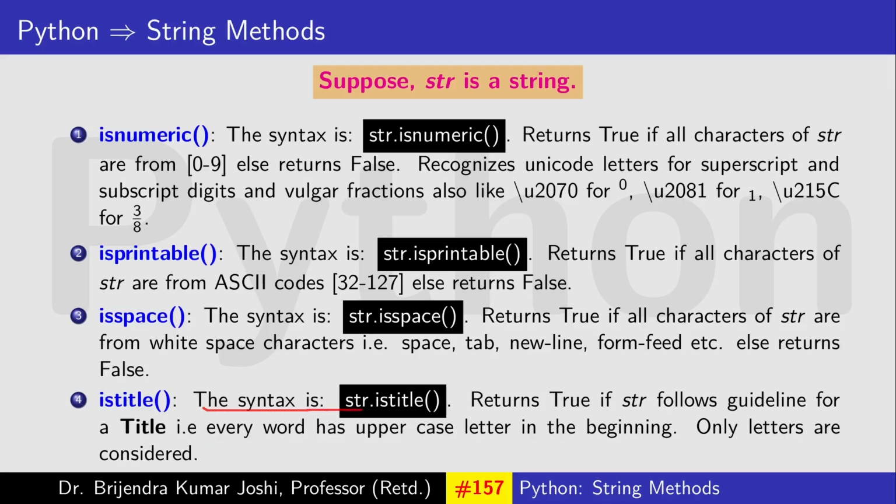Istitle, its syntax is str.istitle, no parameters required. It returns true if str follows the guideline for a title, that is every word has an uppercase letter in the beginning. So the first character of every word has to be an uppercase letter, but it is to be noted that only letters are considered, not numerical values or any other punctuation mark, etc. When it comes to testing the characters, the first alphabet letter of every word must be a capital letter.